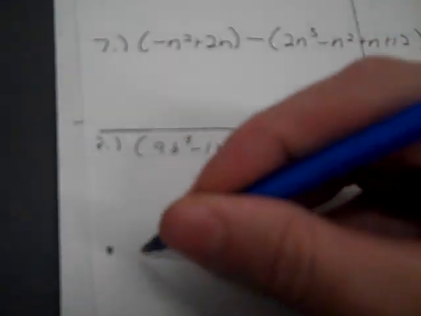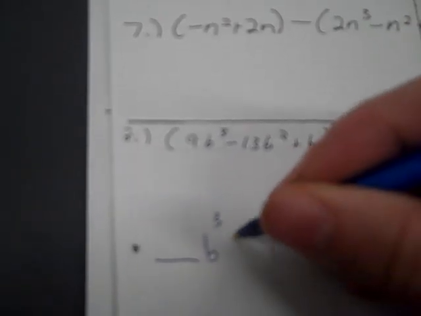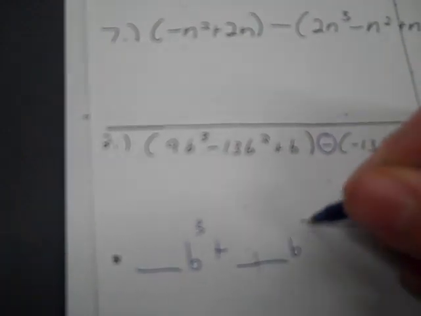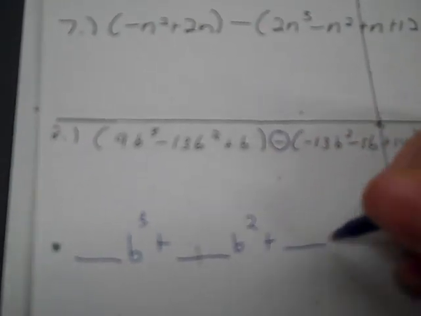Okay, and then another one I'm going to do for you is the last problem, number 8. Okay, b is the variable throughout this whole thing. We have a subtraction operation. So I go blank b. Now I got to look for the highest power that b is to. b to the third, b to the second, and b to the first. So b to the third's the highest, okay? Plus blank b to the second plus blank b plus blank.